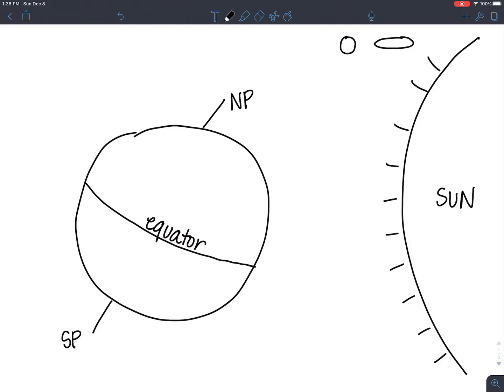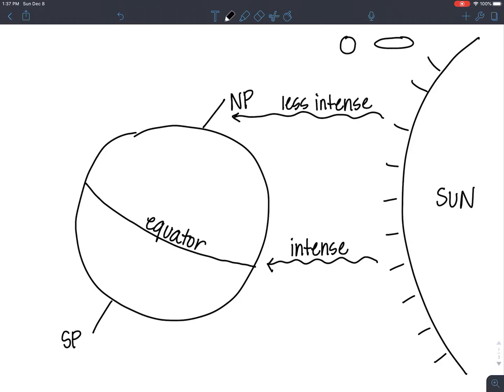Okay, so when we're looking here at Earth, those areas, just to remind you, near the equator, they receive direct rays from the sun. So the energy that they receive and the heat that they receive from the sun is going to be intense. The poles, they receive less intense rays or indirect rays from the sun. So I'm going to go ahead and label that.